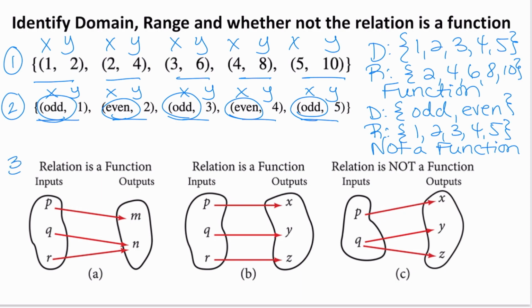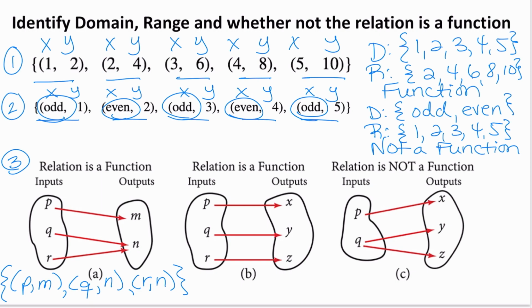Number 3 is more of an example for you to look at, not necessarily something for us to answer, because it's illustrating what's called a mapping. Notice on the first mapping, we have a relation which is a function. If I were to write these out as ordered pairs, I would write that P goes with M, Q goes with N, and R goes with N. If I had to write these out as ordered pairs, this is exactly what I would do. And the arrows indicate what goes with what. An arrow is very important in a mapping, otherwise you're not going to know what goes with what.